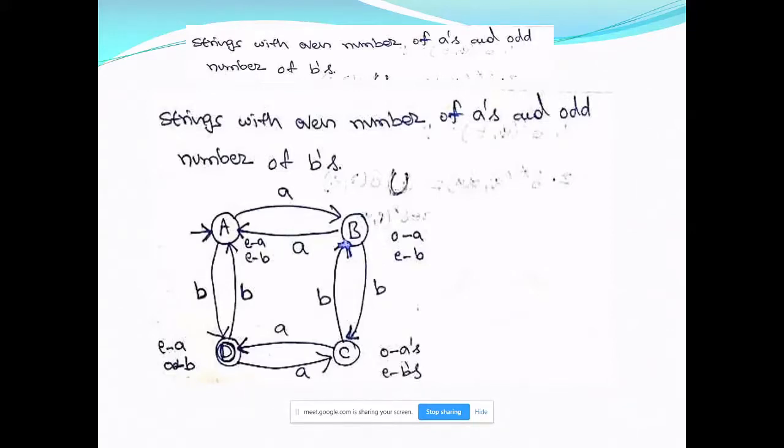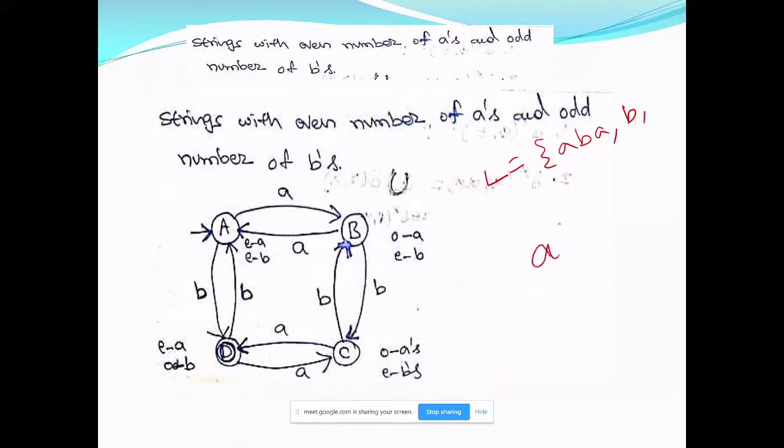A little bit complicated: strings with an even number of A's and an odd number of B's. For example, suppose I write A, B, A. Now I have an even number of A's, two A's, and the number of B's is odd. So this is in the language. Now suppose I write B. This will also be in the language because I have an even number of A's and an odd number of B's.